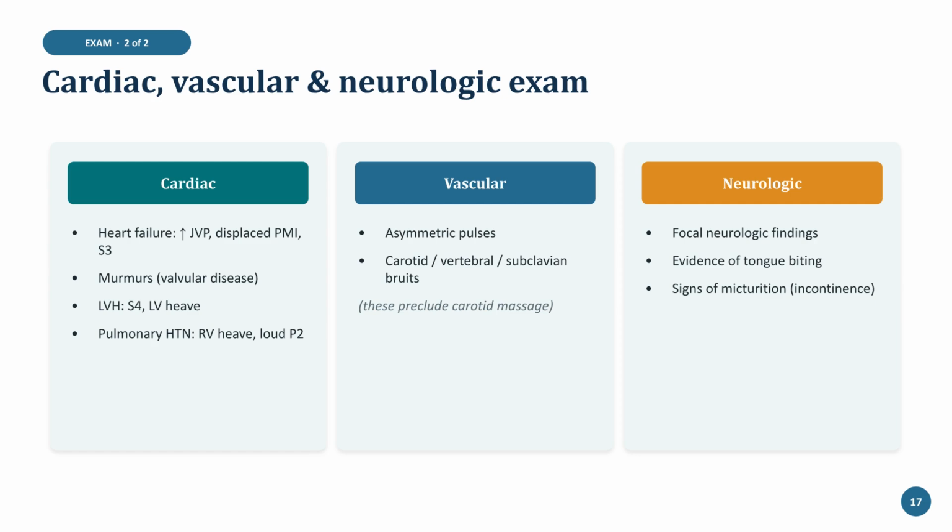Look for heart failure signs, murmurs, or ventricular hypertrophy. Check for asymmetric pulses or bruits, which influence whether you can perform carotid massage. On the neuro exam, look for focal findings, tongue biting, or incontinence, which may suggest a seizure instead of syncope.